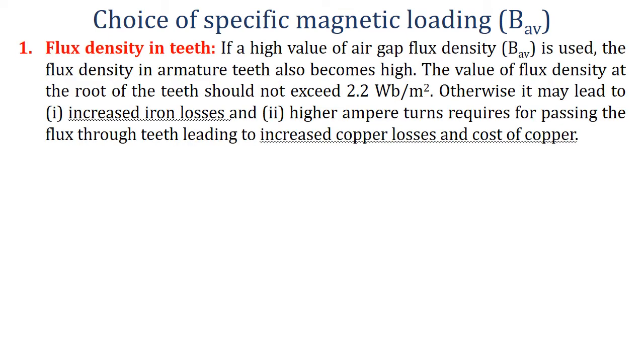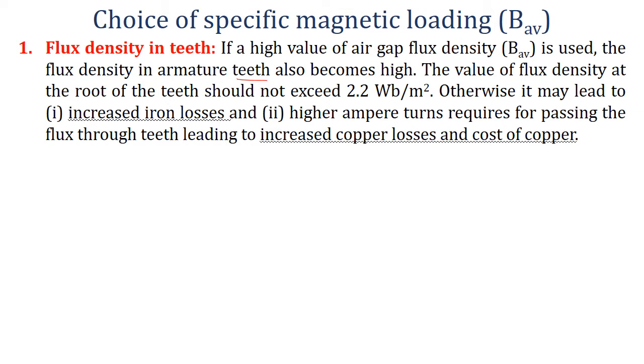The first factor to be considered is the flux density in teeth. If we use a high value of B average, that is the average air gap flux density, then the flux density in the armature teeth will also be high. Then the value of flux density at the root of the teeth should not exceed 2.2 Weber per meter square. That is a condition.